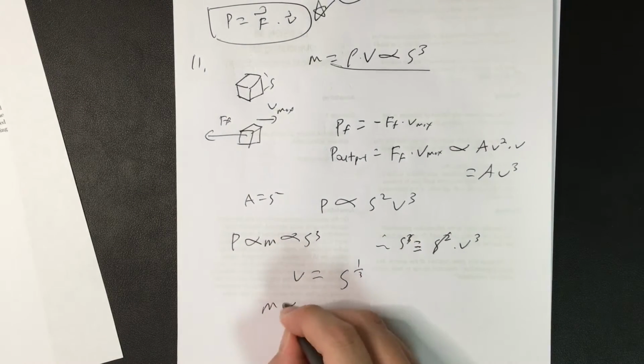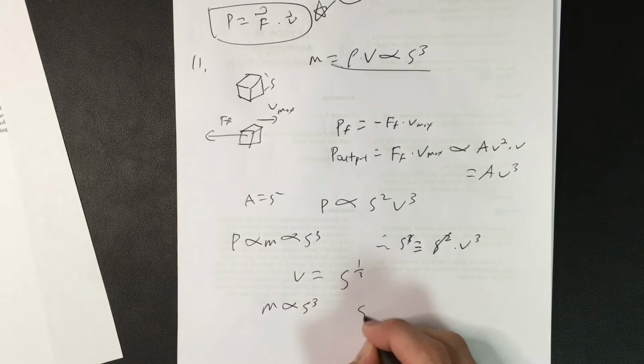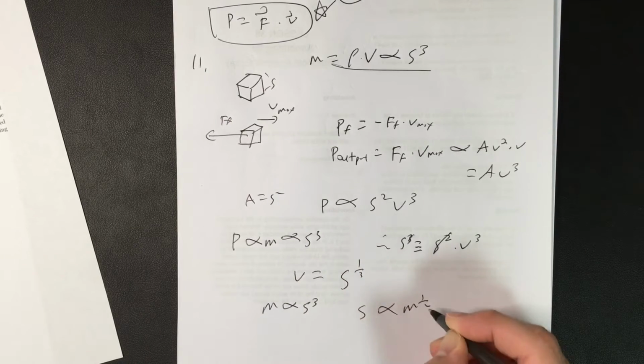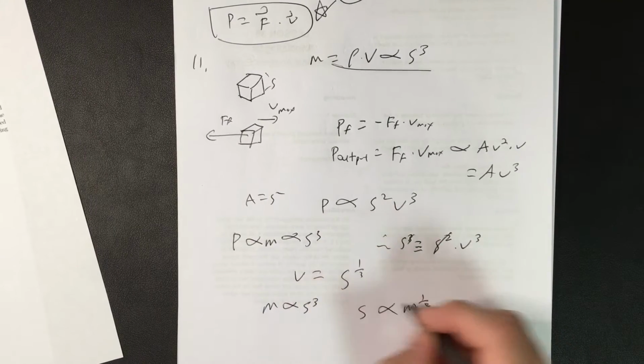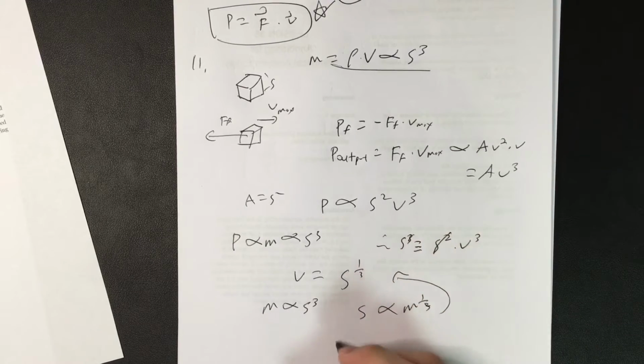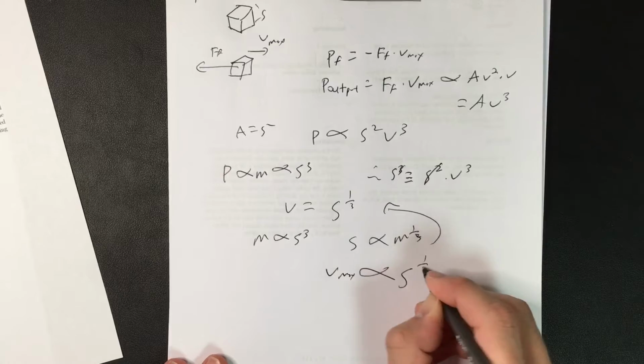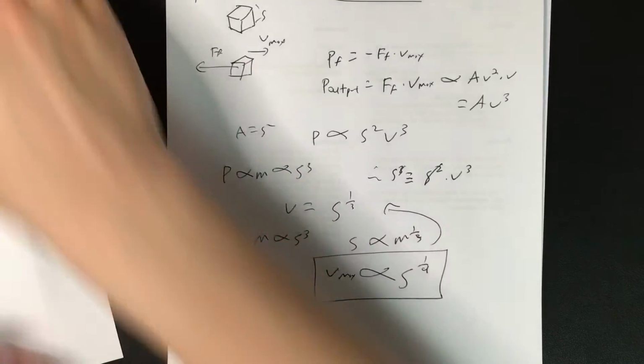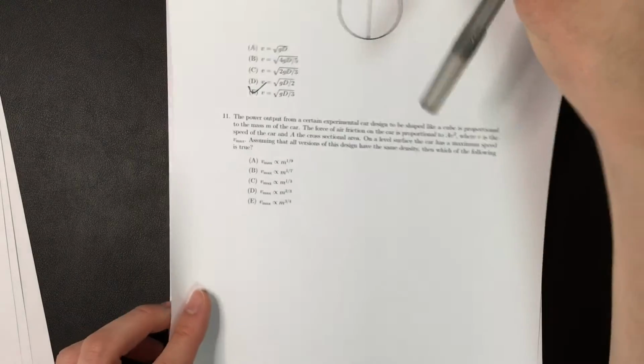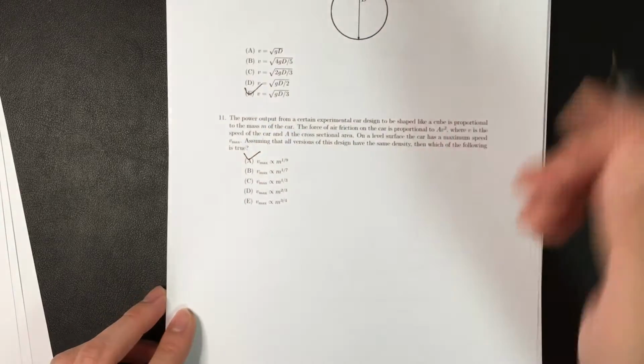And since mass is proportional to S cubed, S is proportional to M to the power of 1/3. And therefore, plugging this relation to here, I get V max proportional to M to the 1/9 power, in which, looking at the answer, it would be answer choice A.